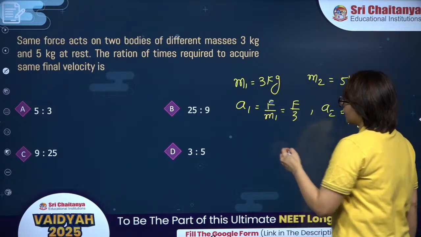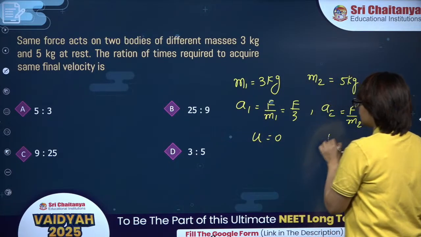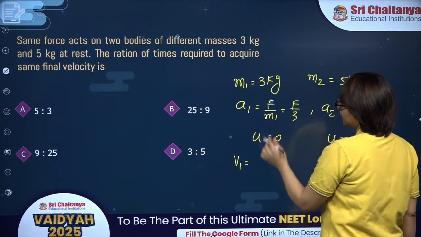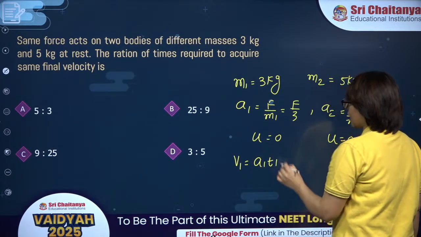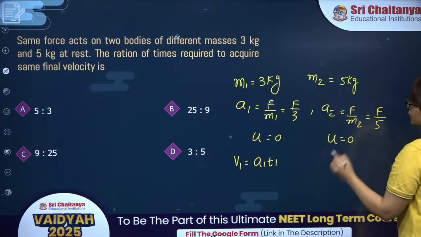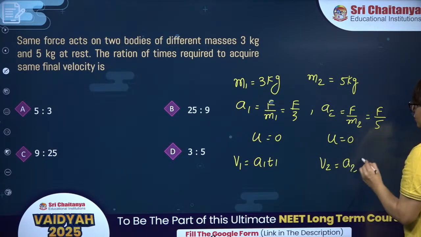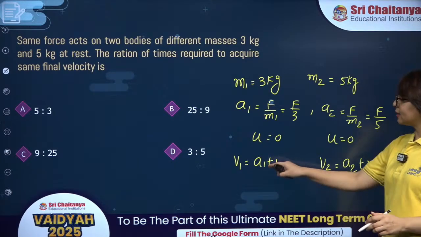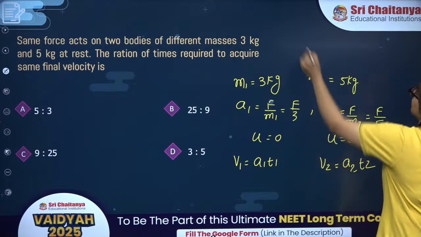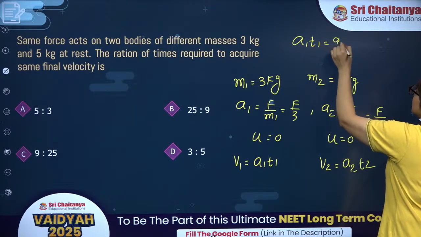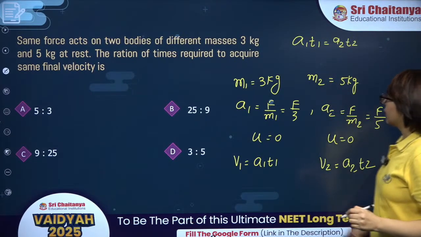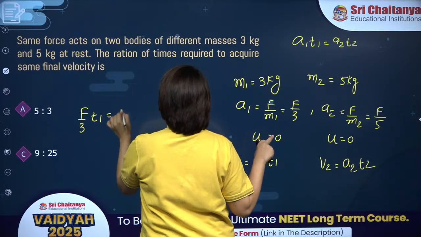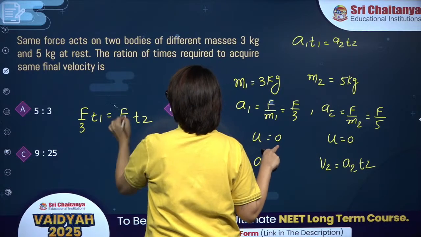Now, the initial velocity for both the particles is 0. Velocity after time t will be v is equal to u plus at, u is 0, so it will be a1 t1. And velocity after time t2 for this one is v2 is equal to a2 t2. Now it is given that they should have the same final velocity at time t1 and t2 respectively. That means a1 t1 should be a2 t2. So a1 is F by 3 times t1 and a2 is F by 5 times t2, F and F cancel.